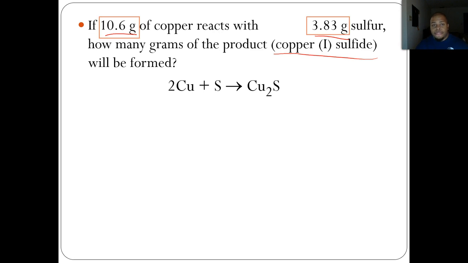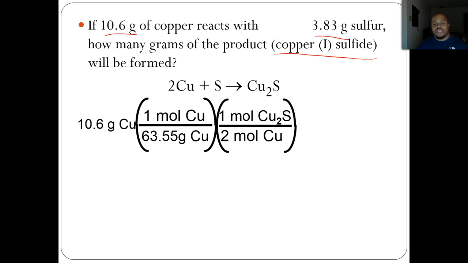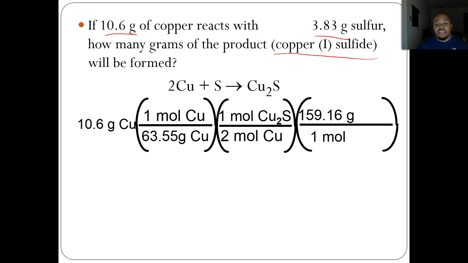So notice that each time we're still looking at the copper 1 sulfide, how much copper 1 sulfide will be made. Okay? So 10.6 grams of copper, and I set up my conversion factor, 1 mole over 63.55. That again is my molar mass conversion. Then I need my mole ratio. It's going to be 2 moles of copper to 1 mole of copper 1 sulfide. So that means my 1 mole at the top, 2 moles at the bottom, and then the molar mass of copper 1 sulfide at the top for my final step. This gives me a final mass of 13.3 grams of copper 1 sulfide.